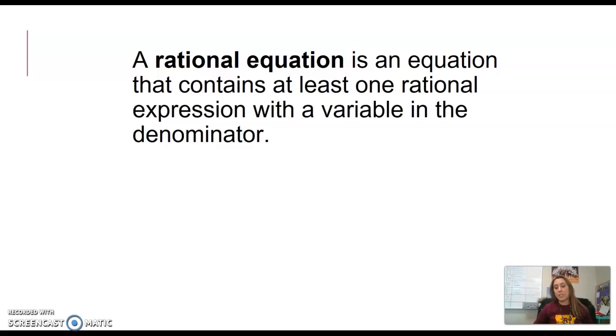So a rational equation is just an equation that contains at least one rational expression with a variable in the denominator. Basically this is a fancy way of saying we have a variable in the denominator, which is what we've been dealing with.